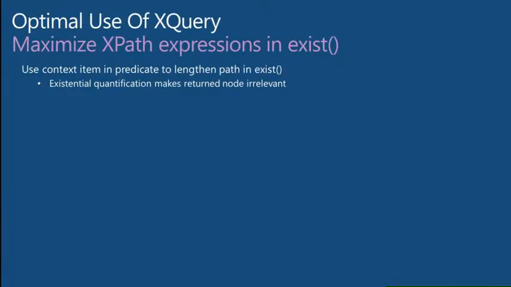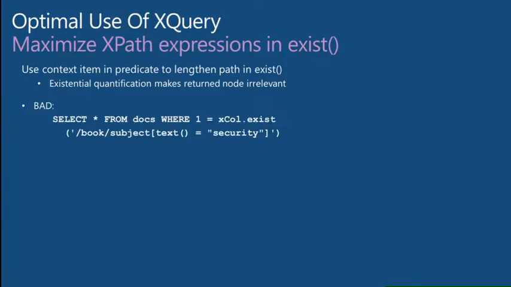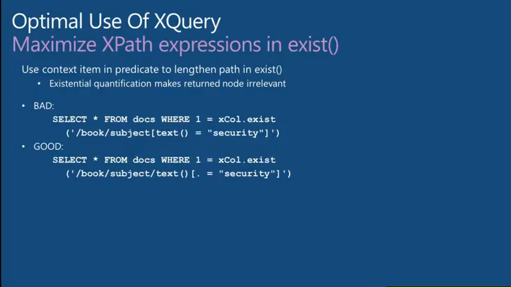And specifically, the best place to use that is if you have an exist method. Because in an exist method, you don't really care whether you find the A that contains a B with value C or whether you find the B within an A that has the value C. Because you don't care about the node, you only care about its presence. So that means if you have something like book subject where the text equals security, you can rewrite that into book subject text equals security. And your plan will get simpler, and you will get better performance. So let's take a look at that as well.